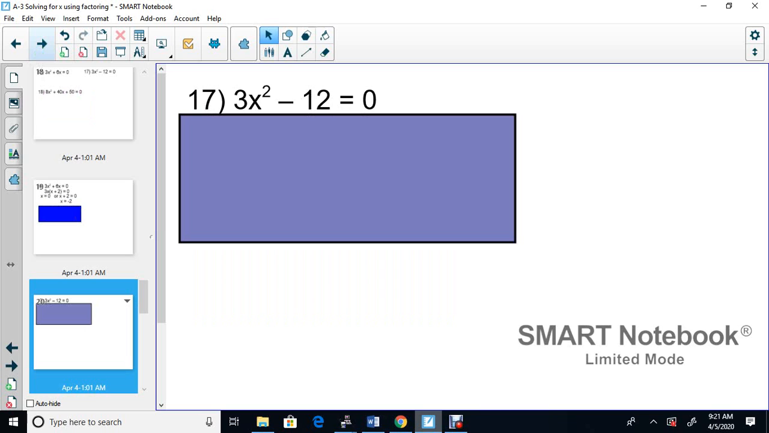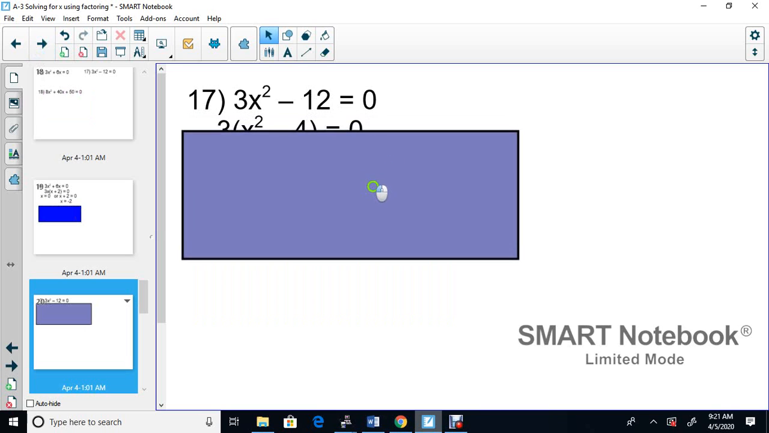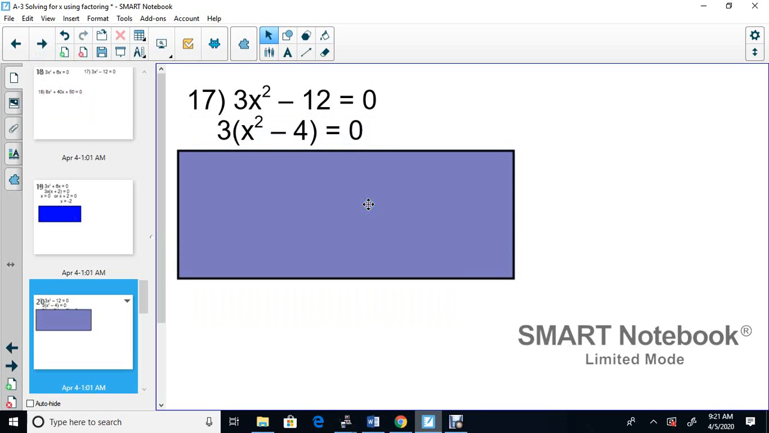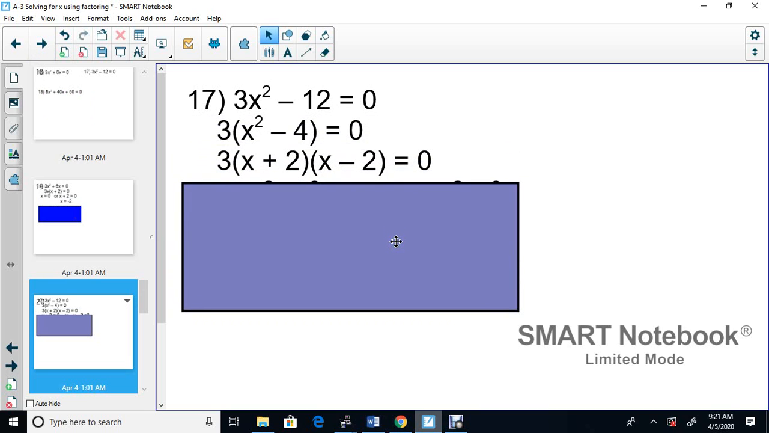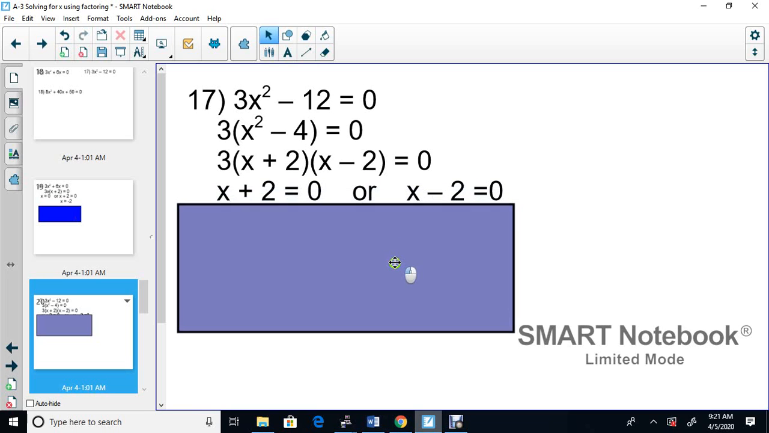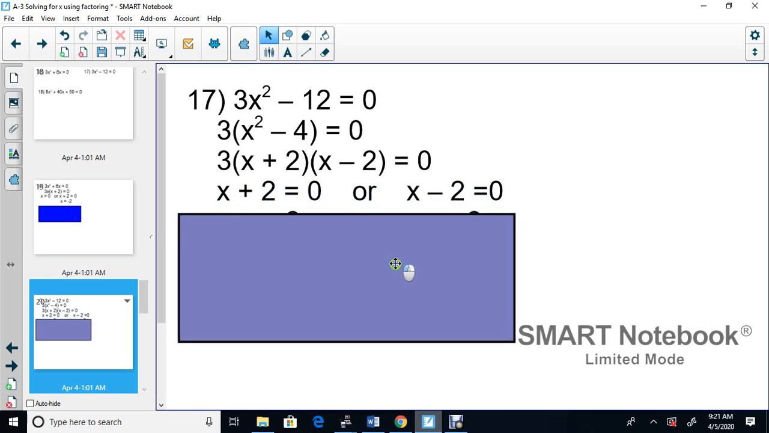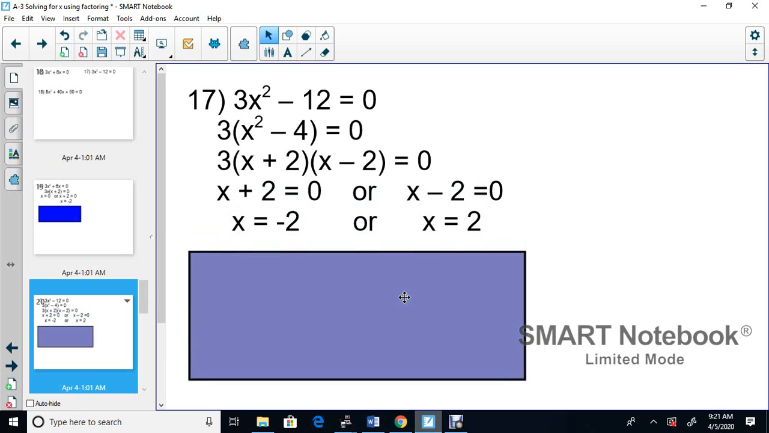Okay, on the next one. Here you take out a 3. Very similar to the other one I did. Now you do the difference of squares. So you go x plus 2, x minus 2. So you square root and put the plus minus. Set each bracket equal to 0. Rearrange it. And there are your 2 answers. Since it's a difference of squares, it's the same answer. One's a positive, one's a negative.